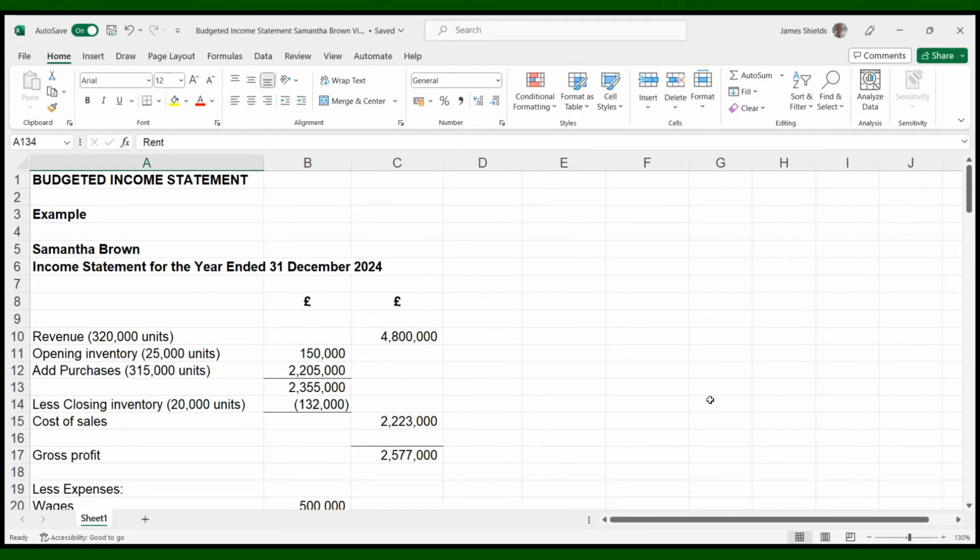Hello, and welcome to this video on budgeted income statements. We're going to go through an example of how to prepare a budgeted income statement given an income statement for the previous year. So here we've got Samantha Brown. We've got the income statement for the year ended 31st December 2024.